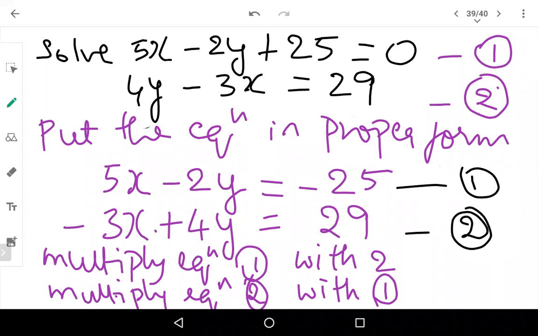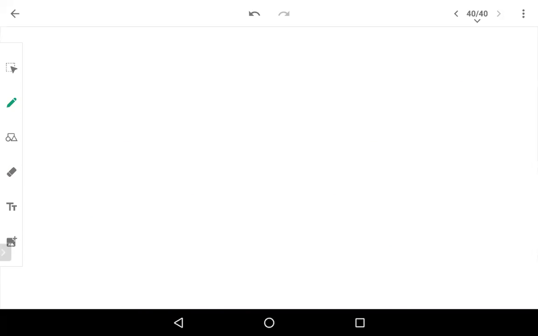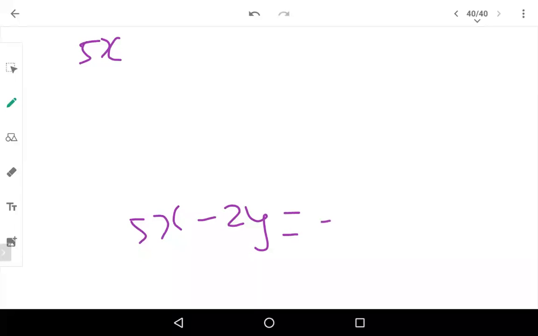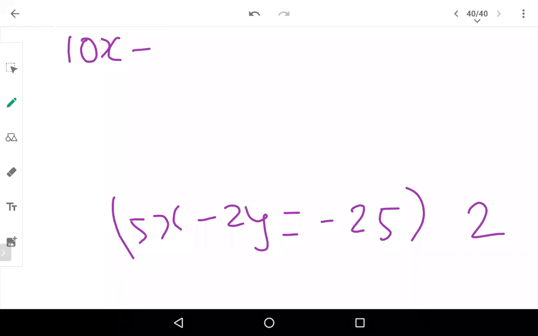Okay. Now let us go here. So what is equation 1? You have 5x and we are supposed to multiply that with 2. 5x minus 2y is equal to minus 25. This has to be multiplied into 2. So you'll get 5 2s are 10, so you get 10x. Then 2 2s are 4, so you get 4y is equal to 25 into 2 is minus 50.